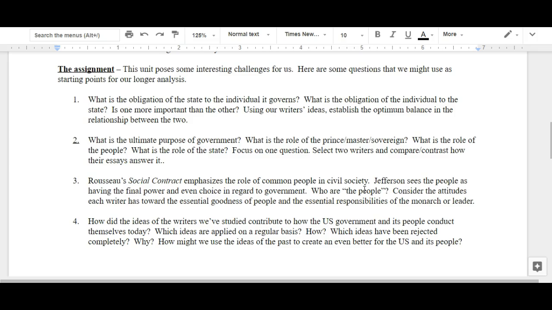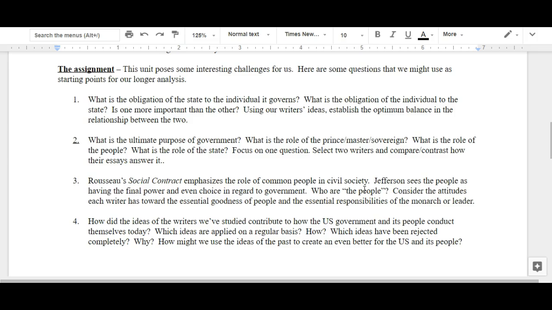Option number 2, what is the ultimate purpose of government? What is the role of the prince, the master, the sovereign? These are all labels given by our different writers. What is the role of the people? What is the role of the state? Focus in on just one question. Select 2 writers and compare and contrast how their essays answer it.